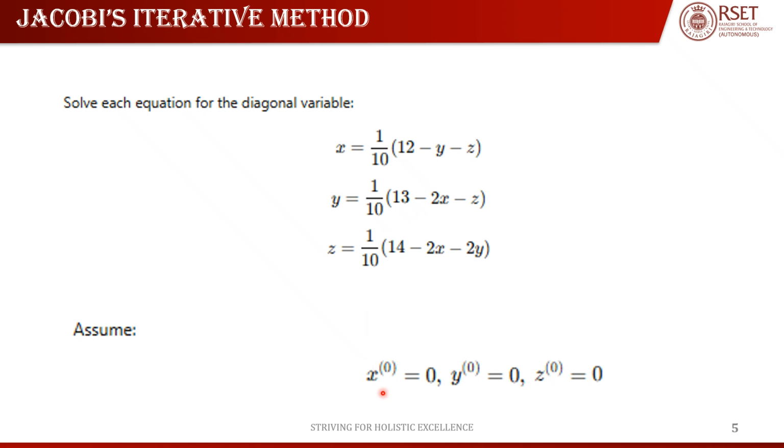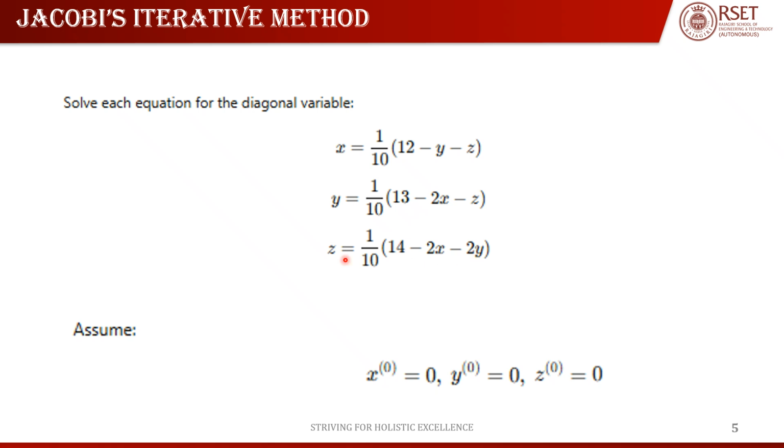For the initial approximation you choose the values x0 to be 0, y0 to be 0, z0 to be 0. Then to get x1, you substitute y0 and z0 here, which are 0 and 0, so it will be 12 by 10, which is 1.2. And you substitute 0 and 0 here, so that would be 13 by 10, which is 1.3.